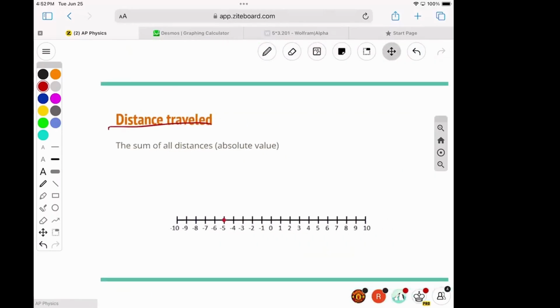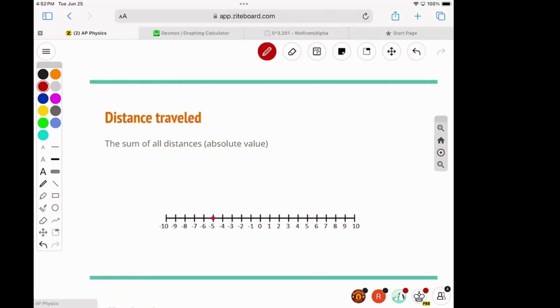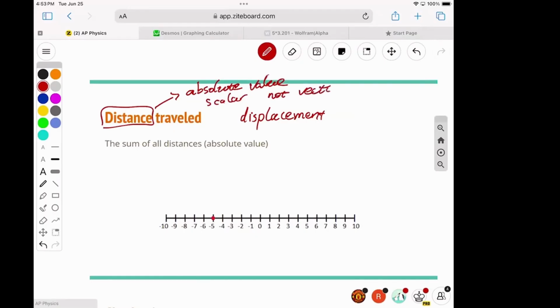So distance traveled is a different quantity from displacement. They are very different things. Distance will not be negative. Distance is an absolute value term that only cares about the ground that you covered and not about direction. So distance is a scalar, not a vector. It will not have a direction.